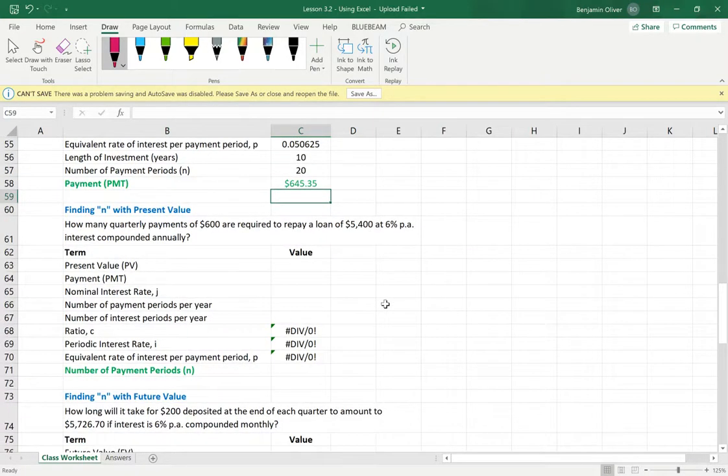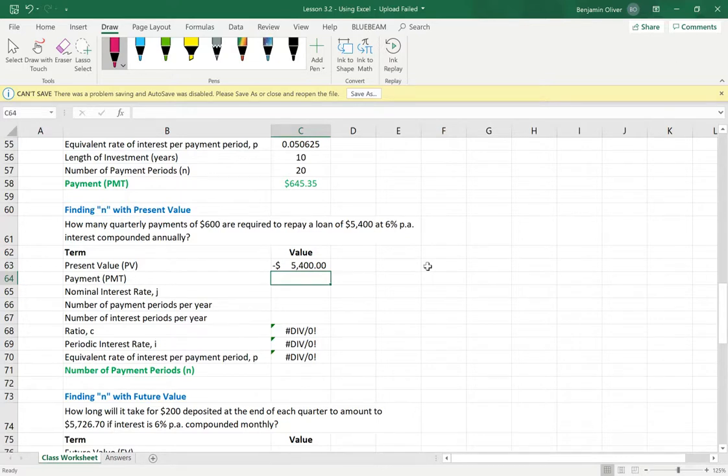So now our last 2 sets of examples are for finding N, and then lastly, finding I, the periodic interest rate. Okay. So first, finding N if we know present value. How many quarterly payments of $600 are required to repay a loan of $5,400 at 6% per annum interest compounded annually? So what do we know? We know that the loan is $5,400. So remember, it's negative $5,400.